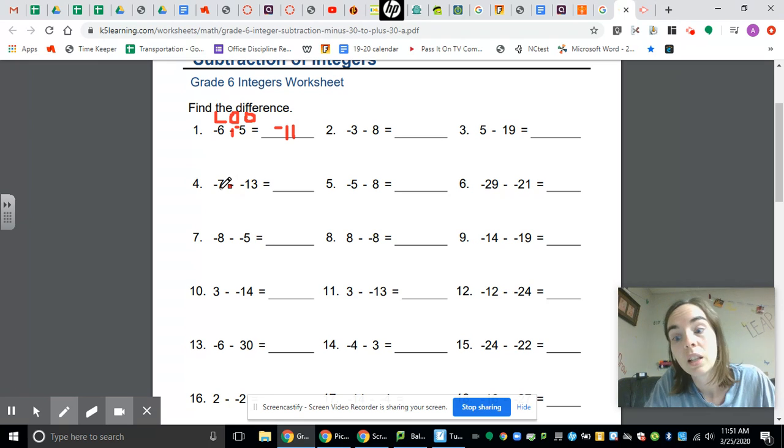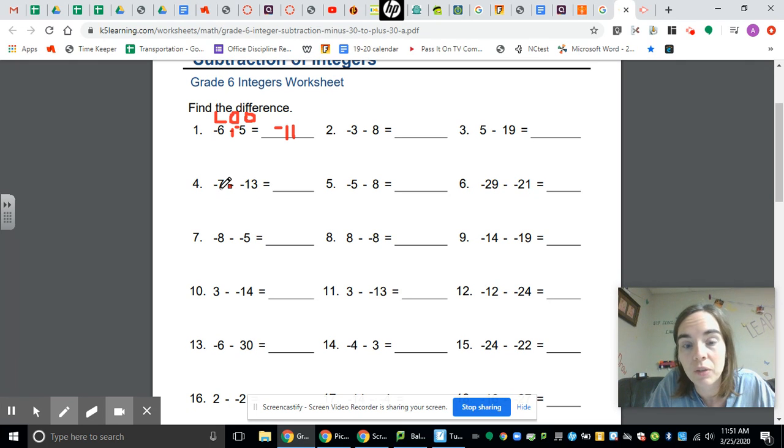Now we call this the LOO strategy. All the kids always like saying we're using the LOO strategy. If you are working on this and using this strategy at home, I want to see on your papers that you turn in the LOO somewhere on your paper. It may be you write it above every single problem. It may be that you write it at the top of the paper.